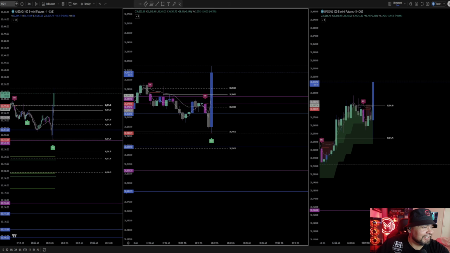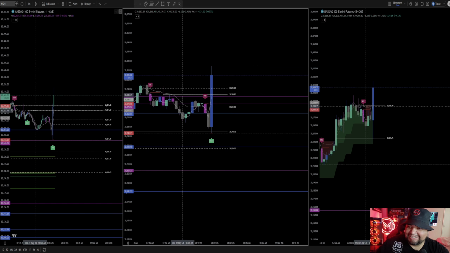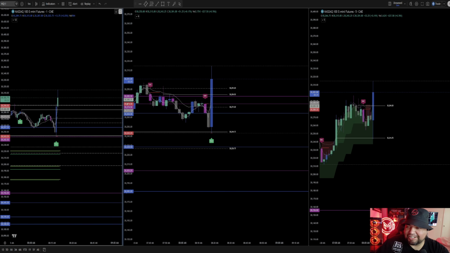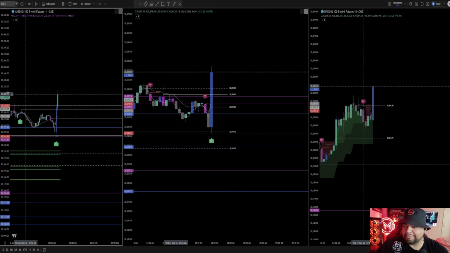I caught a little bit of it. I'm kind of scared, so I trailed it really close, only with 3. I got $60. Not much. Those impulse candles are scary as hell, so I want to see if this holds over 90.